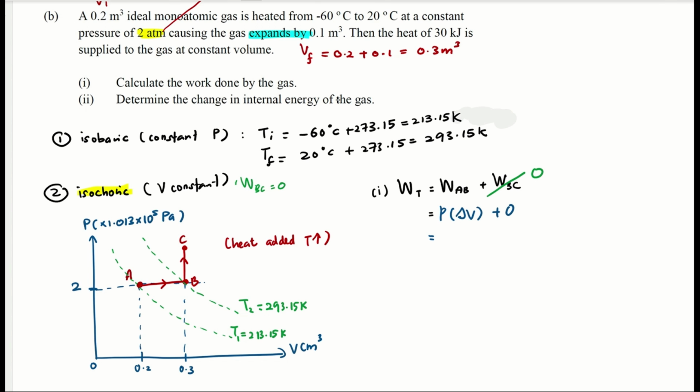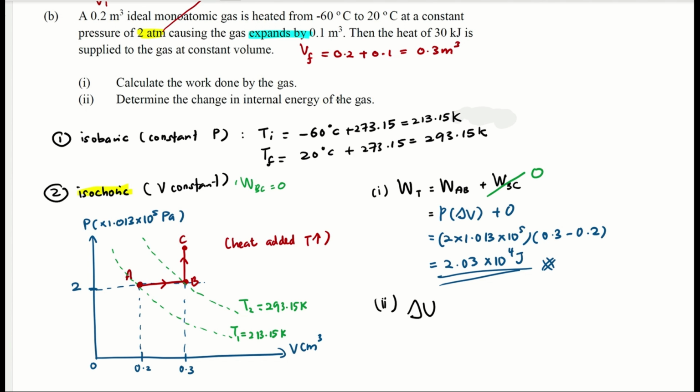Okay, so pressure tadi kita dah tahu 2 atm, you tukarkan kepada Pascal. And then the volume is increasing. V final dia adalah 0.3 tolak 0.2. Kalau tambah kosong tadi tak payahlah. So finally W total is 2.03 times 10 power of 4 joule. Okay, so this is the answer. And then number 2, determine the change in internal energy of the gas.